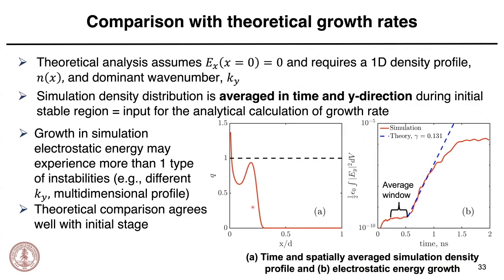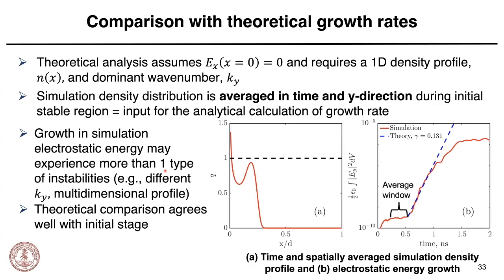So I'll just quickly summarize. We compare with the theory. We do this by averaging the simulation in time and in the Y direction. I'm showing here on the right the growth of the electrostatic energy. In this region where it's flat, that's where I'm going to average the density profiles, and that's what I'm showing on the left. This is the averaged electron density profile, and that's going to be the input condition for the theory, and that's the blue line here where we get some good agreement.